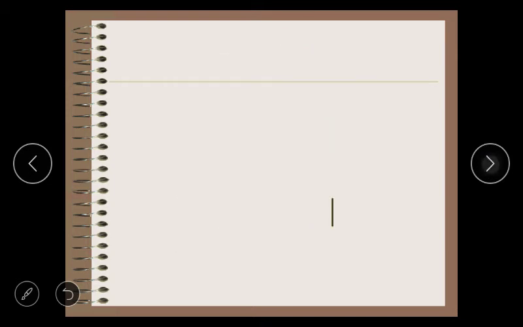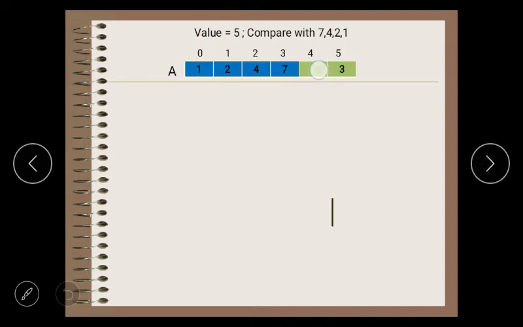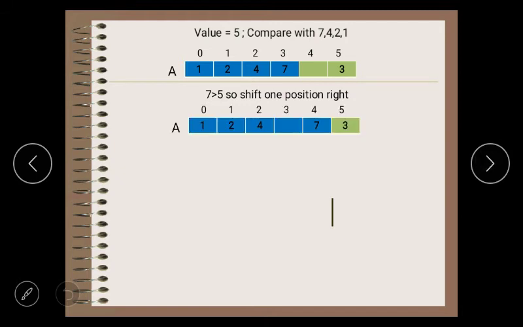Now in the next pass, take the value 5 and compare with 7, 4, 2, 1. So here we are taking the element 5 into the value variable and we should compare with 7, 4, 2, 1. First compare with 7. Is 7 greater than 5? Yes. So shift 7 one position right. After shifting, this is the array.